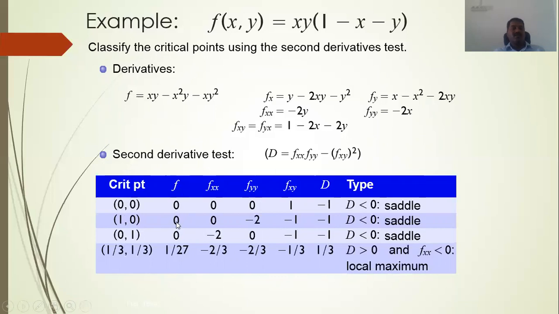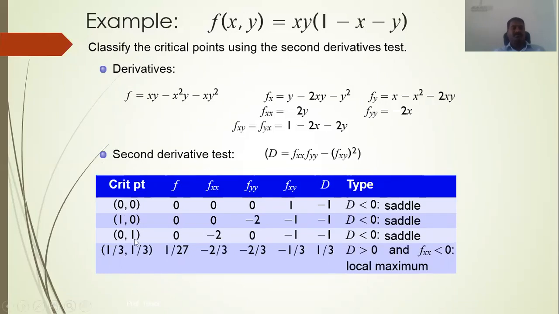F at (1, 0) is 0, fxx at (1, 0) is 0, fyy at (1, 0) is minus 2, and fxy at (1, 0) is minus 1. So D, again fxx fyy minus fxy whole square, plug in here, so we see that D is also minus 1. So D is also less than 0. It's a saddle point again here.